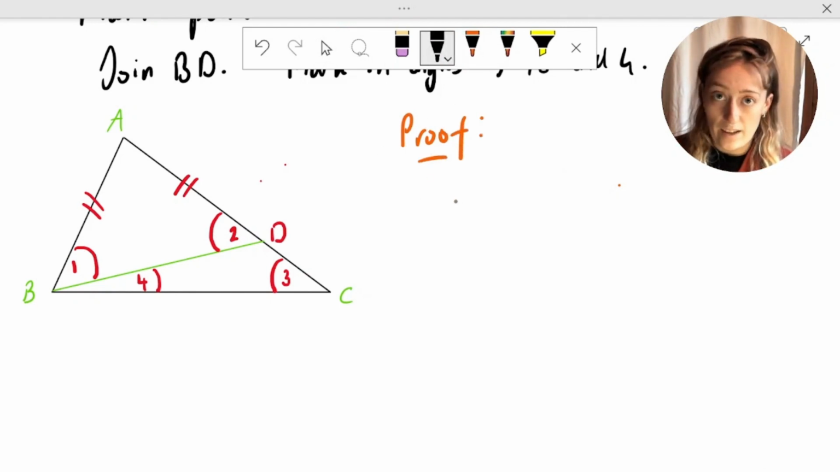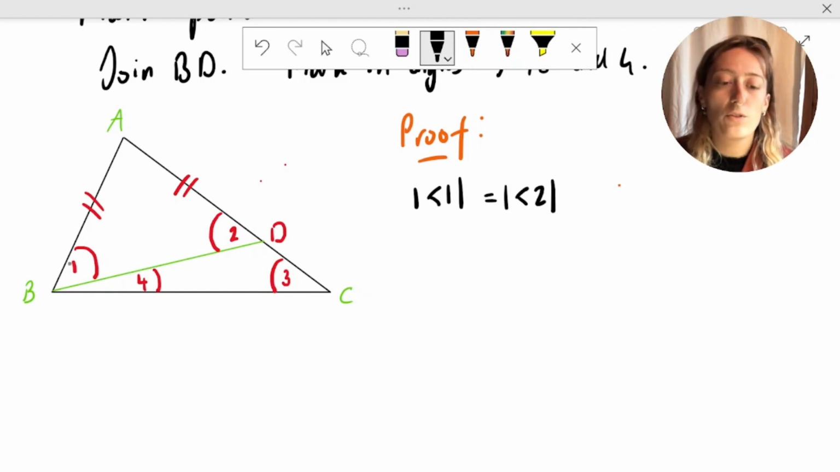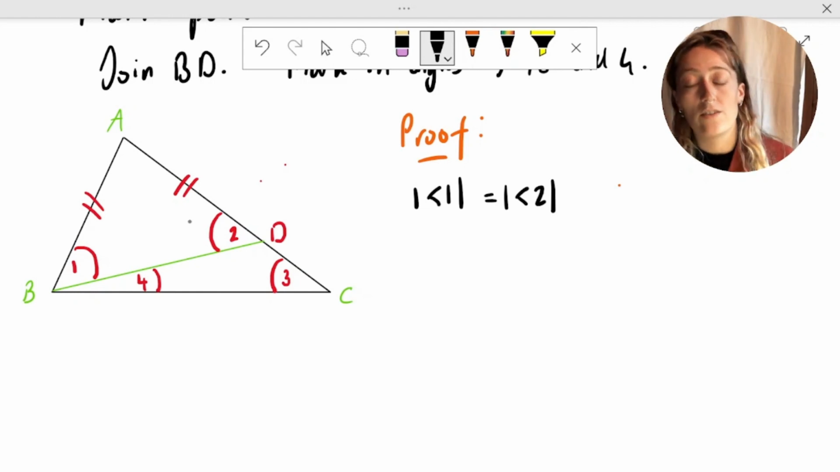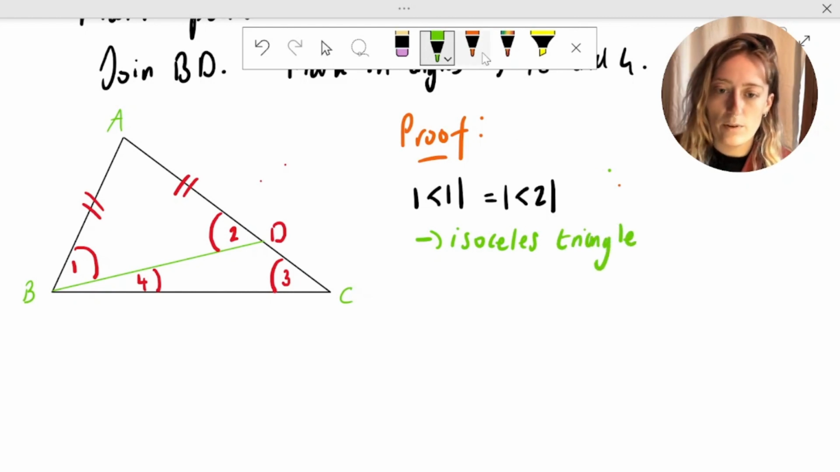First thing I can say is that angle 1 is equal to angle 2. I can say that because this forms an isosceles triangle, a triangle where two sides are the same, and the two angles at the base of those two sides are equal to each other. So my reasoning for this is that this is an isosceles triangle. Lovely, there's my first point.